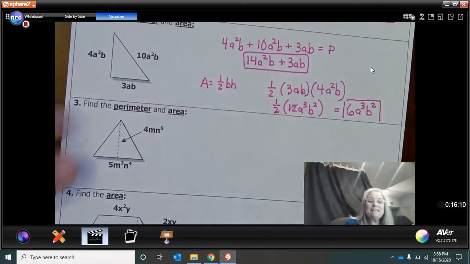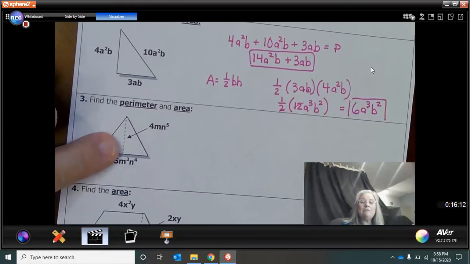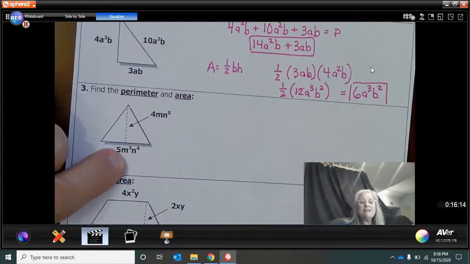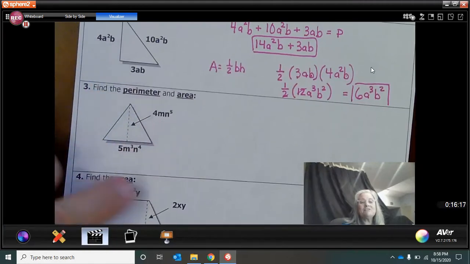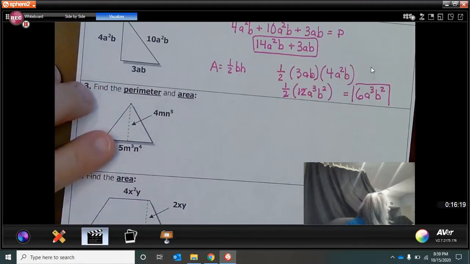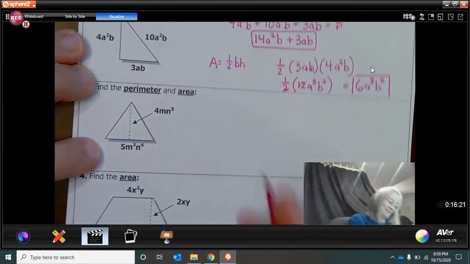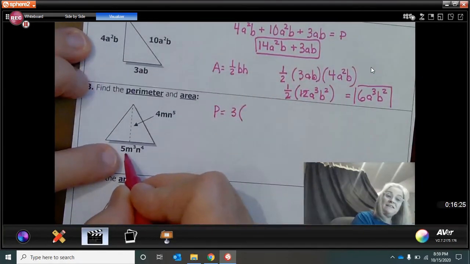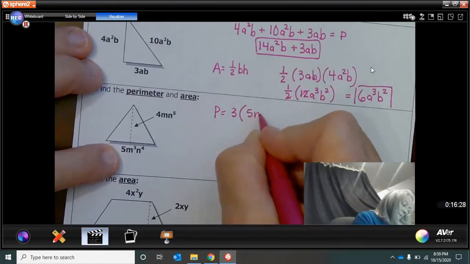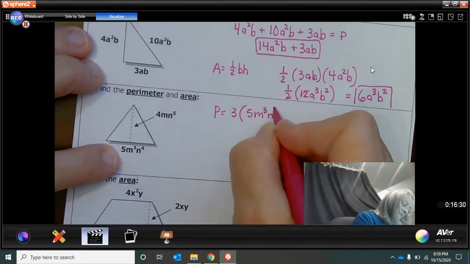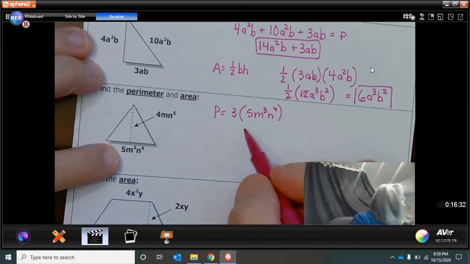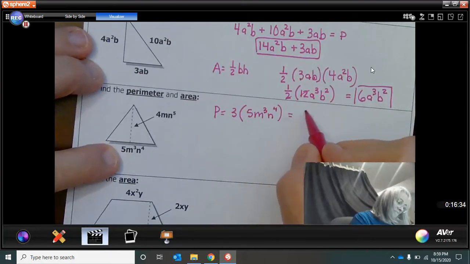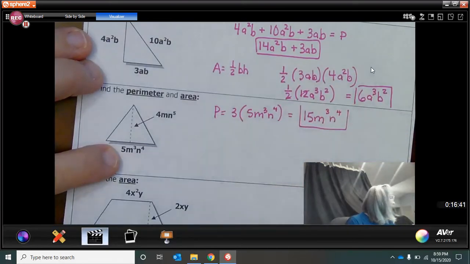Then we have the same type of problem, so I'm going to move away from this one. Just remember that each one of these sides is the same measure when you do perimeter. So I think maybe that would be kind of fun to do. Let's do that. Perimeter equals 3 times, because there's 3 sides, 5m cubed n to the 4th. Okay, so that ends up being 15 m cubed n to the 4th. And there's your answer for your perimeter of this triangle.